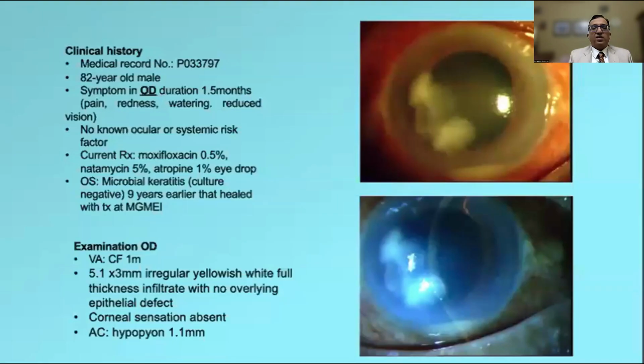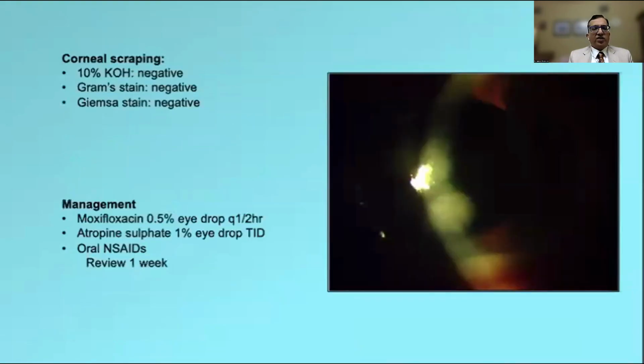And this time he had presented out here, and you can see that the ulcer had a grayish to yellowish white infiltrate. There were two main bodies of infiltrate, and in between there was some bridging infiltrate. There was no epithelial defect, and the infiltrates were either deep stromal, or in some places mid-stromal to deep stromal. And there was a small amount of hypopyon. So we did a corneal scrape. Everything came out to be negative. So we treated the patient with moxifloxacin and atropine, and we waited for the culture report.